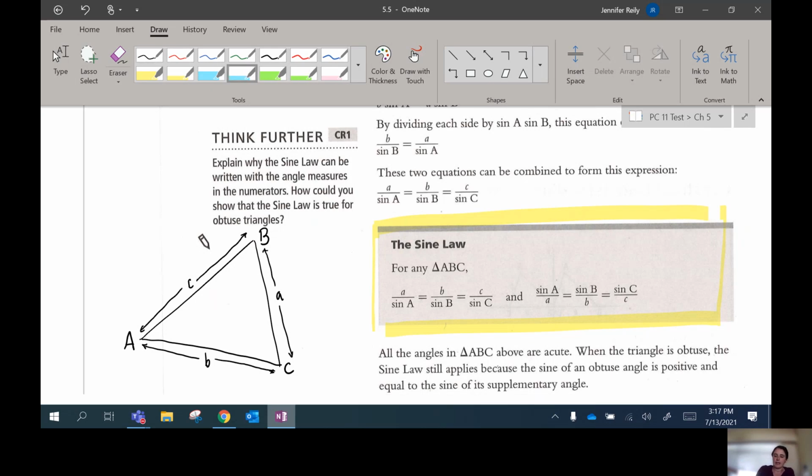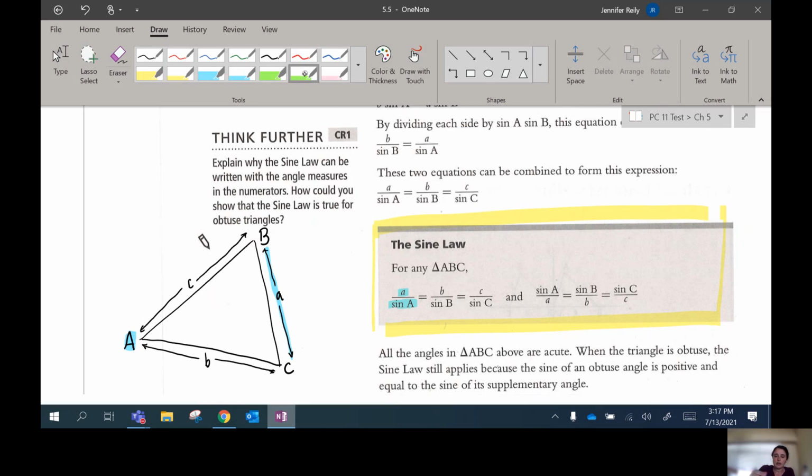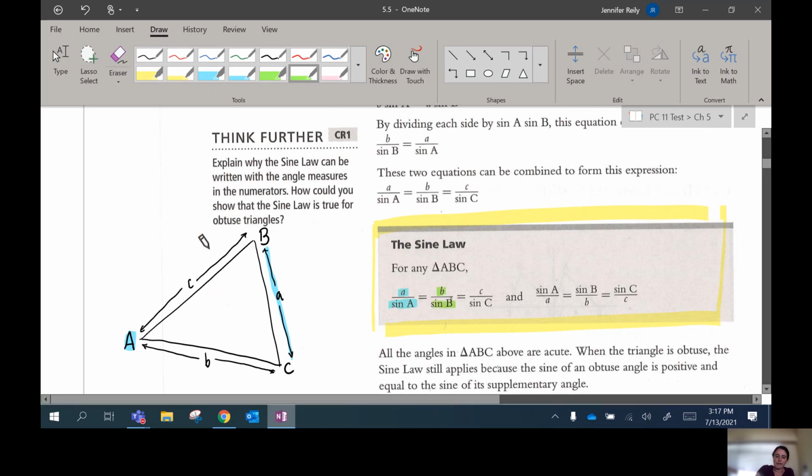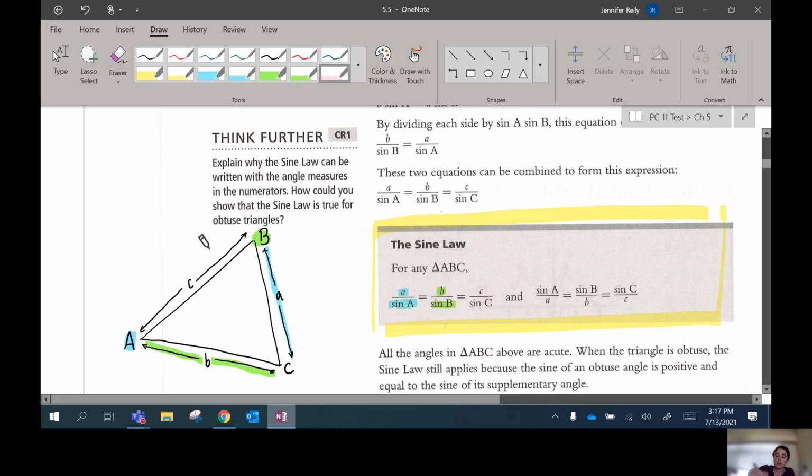So I'm going to use the highlighting colors here. It says the ratio a divided by sine A, so this length a divided by sine of A, is equal to the ratio between b and sine B. So b being that whole length there, divided by sine B. And that's also equal to c divided by sine C. Okay. So we can use the sine law to figure out missing sides and missing angles.